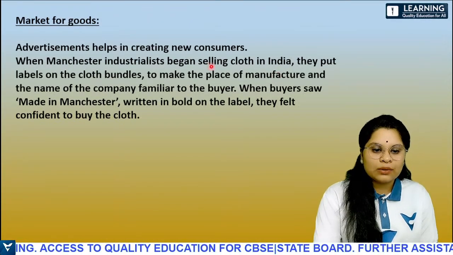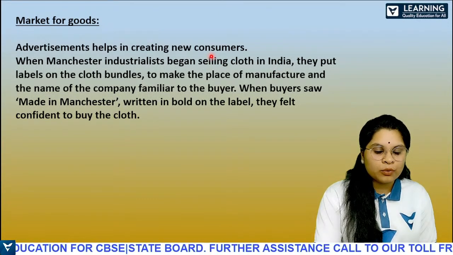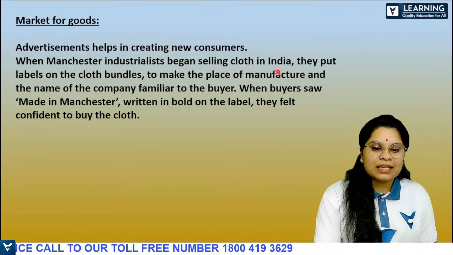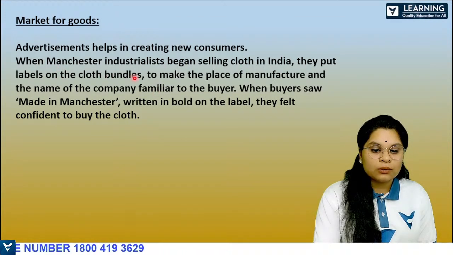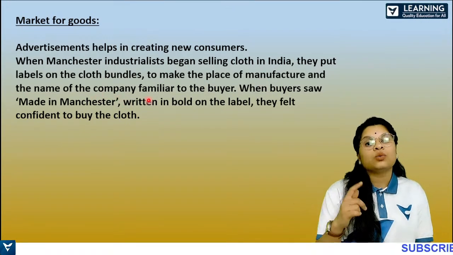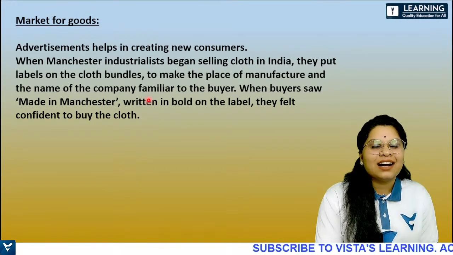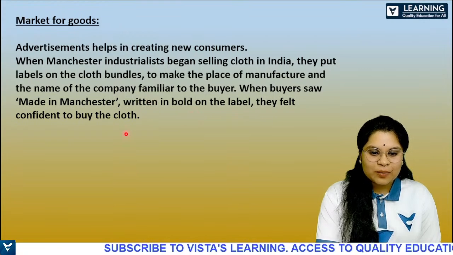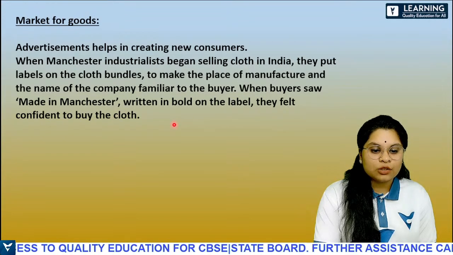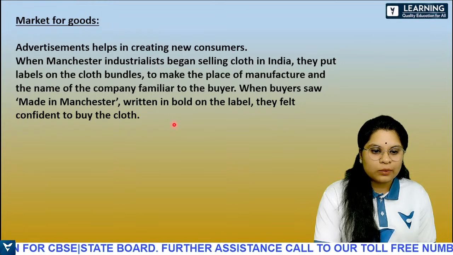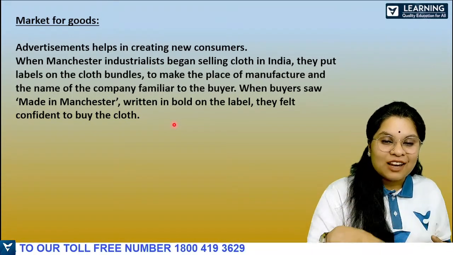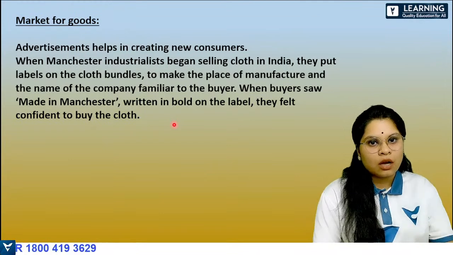Market of goods. So advertisements helped in creating new consumers. I hope you know. When Manchester industrialists began selling cloth in India, they put labels on the cloth bundles to make the place of manufacture and the name of the company familiar to the buyer. All this is business tricks, business strategies. When buyers saw "Made in Manchester" written in bold on the label, they felt confident to buy the cloth. So there was advertisement happening in terms of packaging, boxing, everything. There was a lot of advertisement going on.